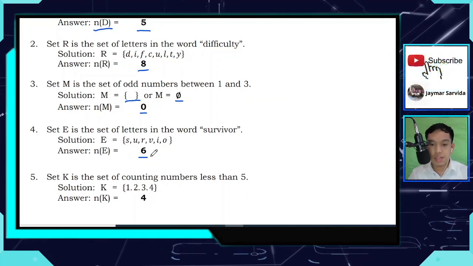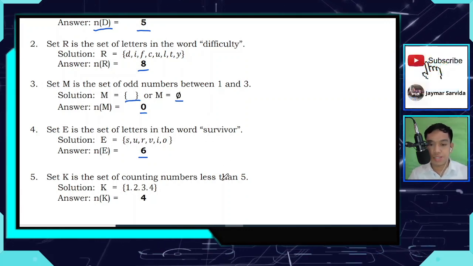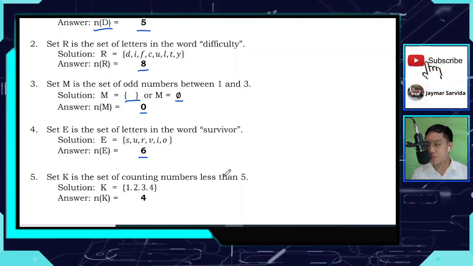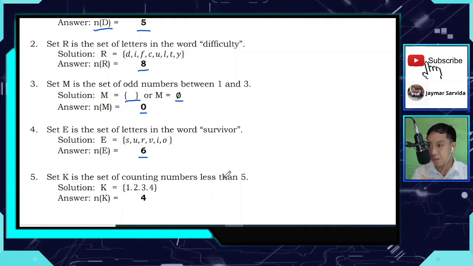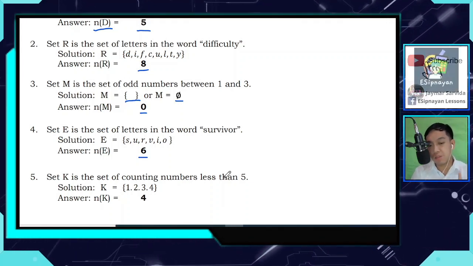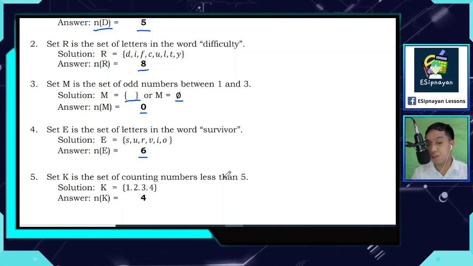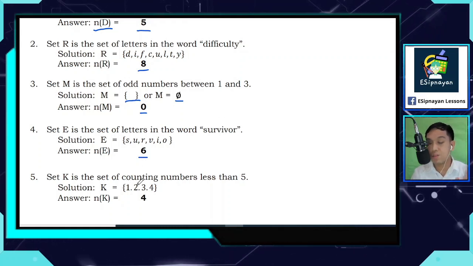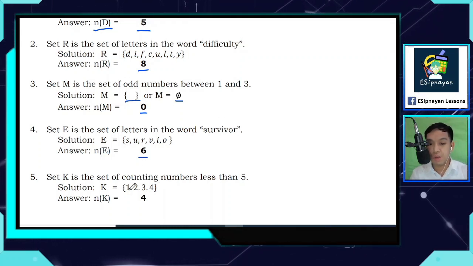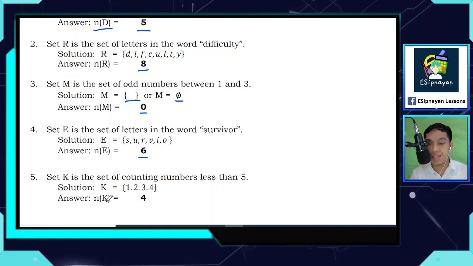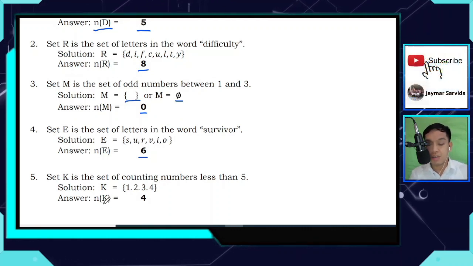Next, number 5. Set K is the set of counting numbers less than 5. So, ano yung mga counting numbers less than 5? Hindi kasama ang 0 ha? Hindi kasama sa counting number ang 0. So, 1, 2, 3, 4 only. So, ilan lahat ang ating elements sa K? So, the number of elements in set K is 4.